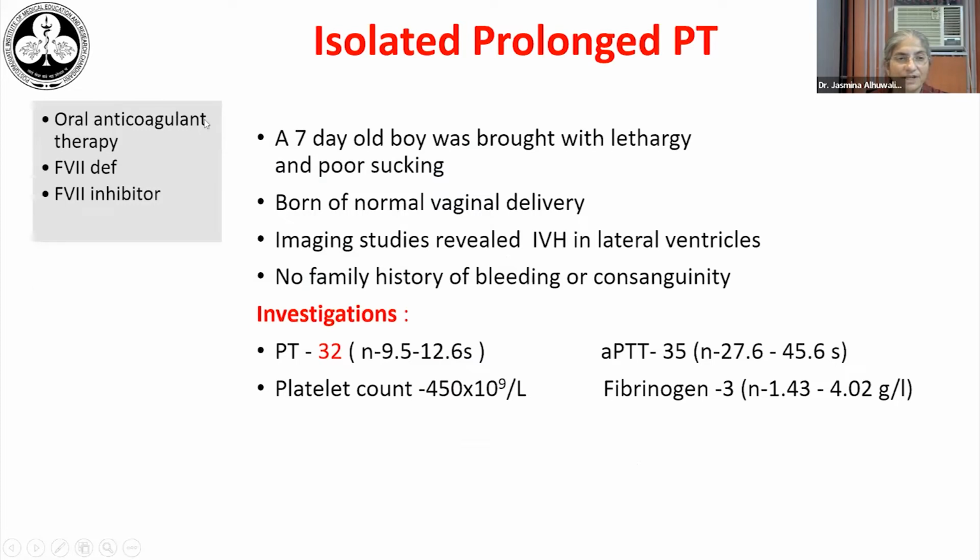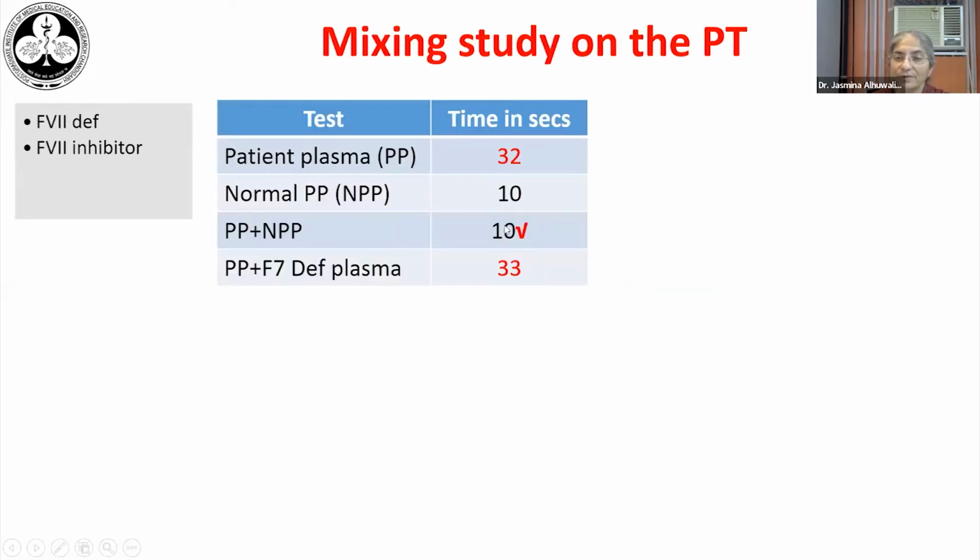So now with the PT prolongation, these are the common possibilities that we should consider. There's no history of any oral anticoagulant therapy. So now we need to differentiate between a factor VII deficiency and a factor VII inhibitor. So now we do a mixing study on the PT, and we can see here that on mixing with normal pooled plasma, the PT comes back to normal range. So this patient has a factor deficiency.